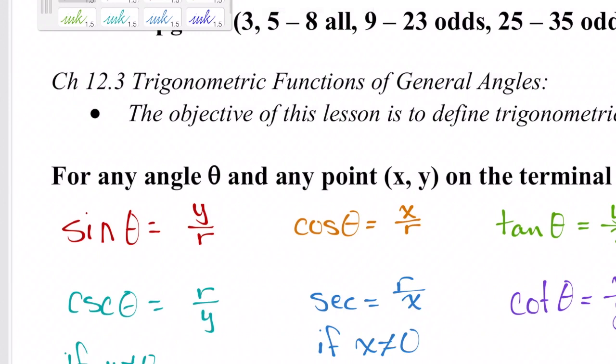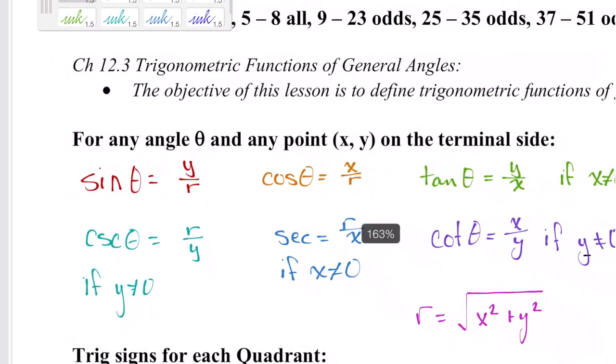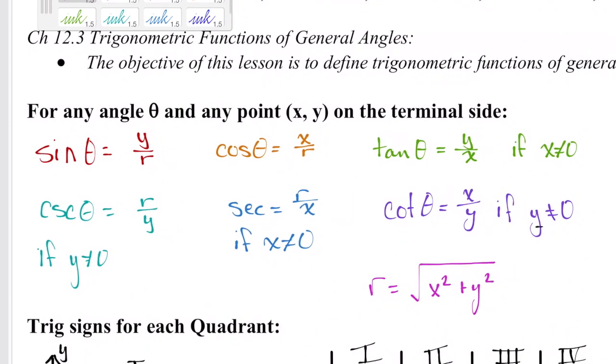We are looking at trig functions of general angles, meaning we're going to be putting some points on the coordinate plane and using our special right triangles, the 45, 45, 90, and the 30, 60, 90. So when we're looking at the trig functions, the basic six, looking at the sine, cosine, tangent, cosecant, secant, and cotangent, which are the reciprocals of the first three.